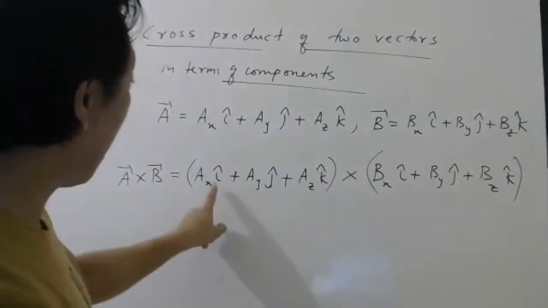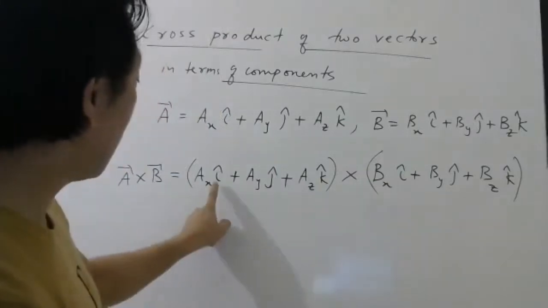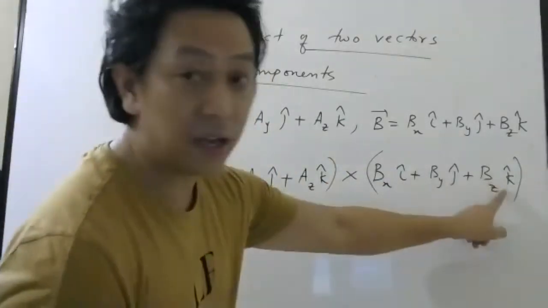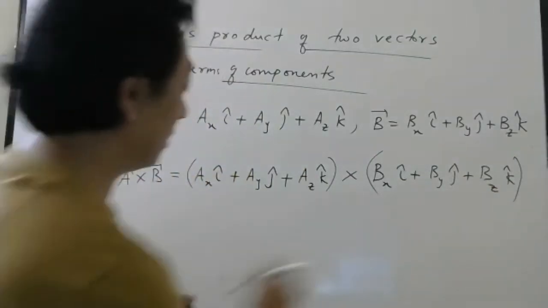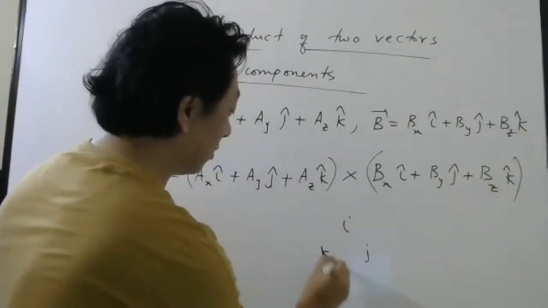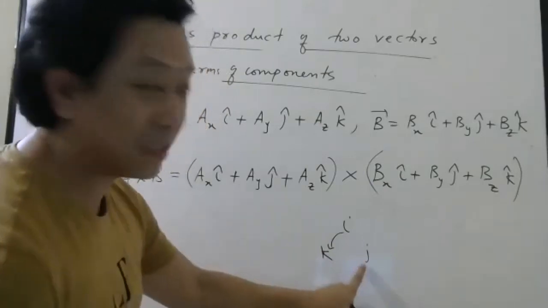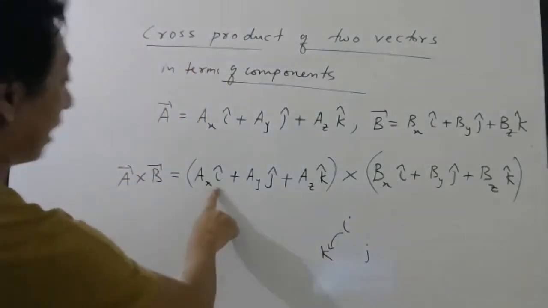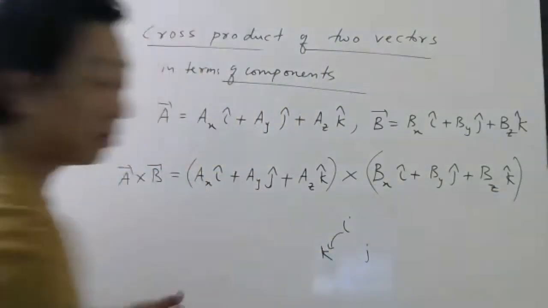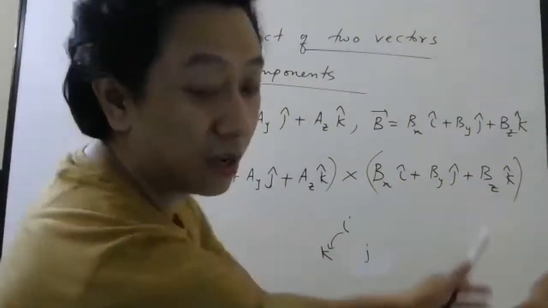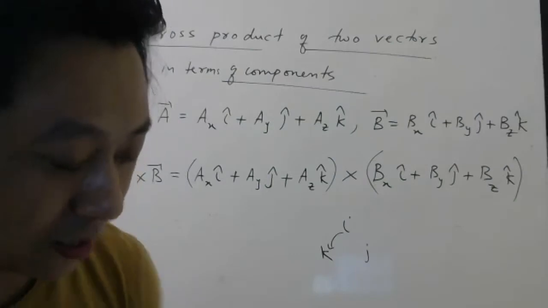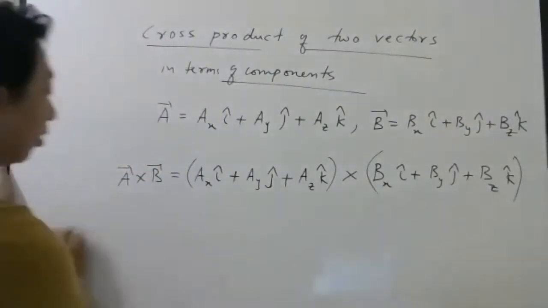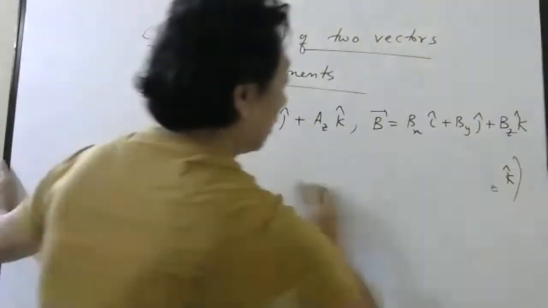But remember, i cross i will be 0, i cross j will be k. What was i cross k? This was i j k, no? So i cross k will be minus j. It is reverse, no? This way, if you go, it is minus k. So i cross k is minus j. Like that, you write the 6 terms. I will not write because it is unnecessary and quite a lengthy process. But I want all of you to try once.